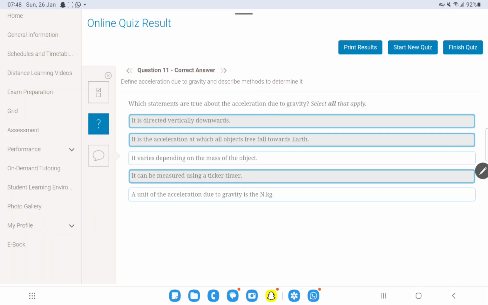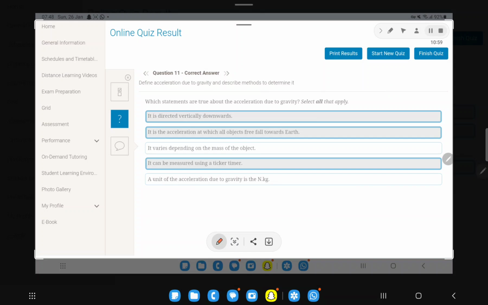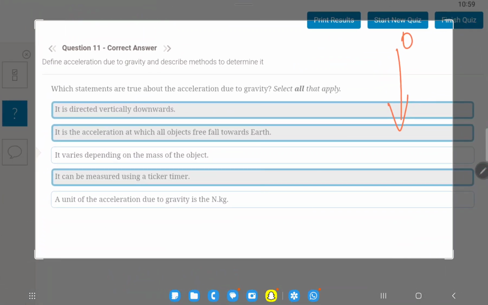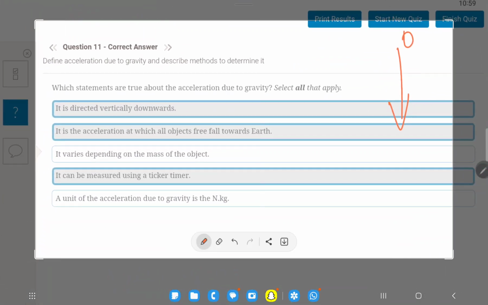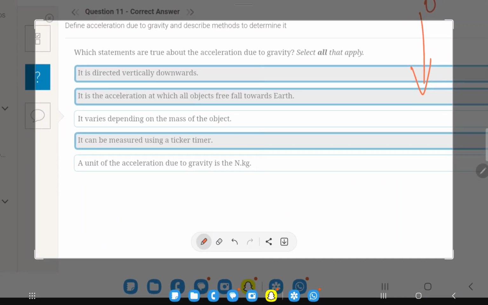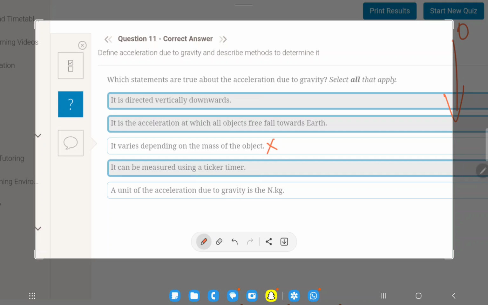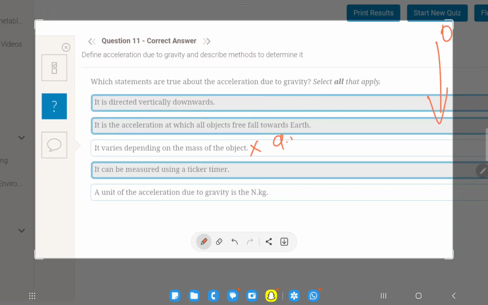Which statements are true about the acceleration of gravity? Now we know gravity is directed vertically downward because an object falls down. It is the acceleration at which all objects free fall towards Earth. Also, yes, that's the definition of gravitational force. It varies depending on the mass of the object. No, it doesn't, because on Earth any object falls down with 9.8 meters per second squared.